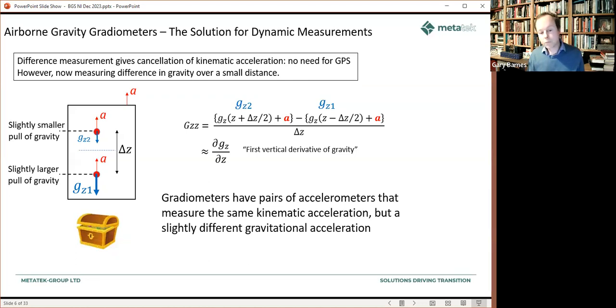So when you difference those two measurements, you end up with the change in gravity from one point to another point. And as I said before, the acceleration, which is the same at both of the points, cancels. So this really is the perfect situation for a dynamic measurement, because the vibrations of the aircraft disappear, and you're left with something that only represents the gravity coming from the source of interest.